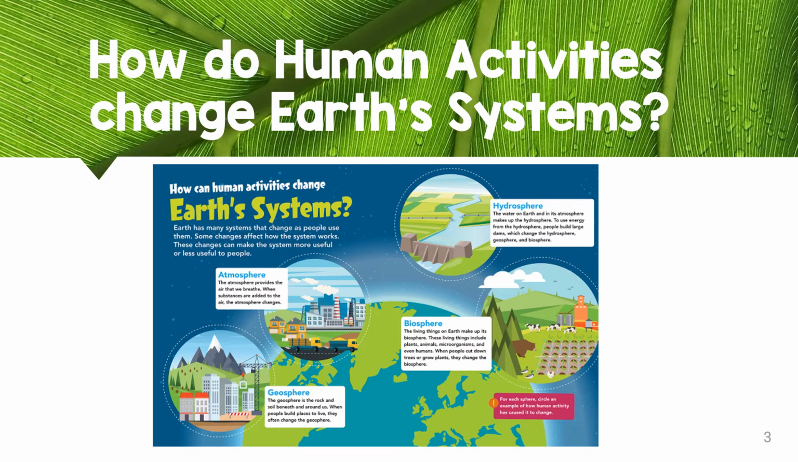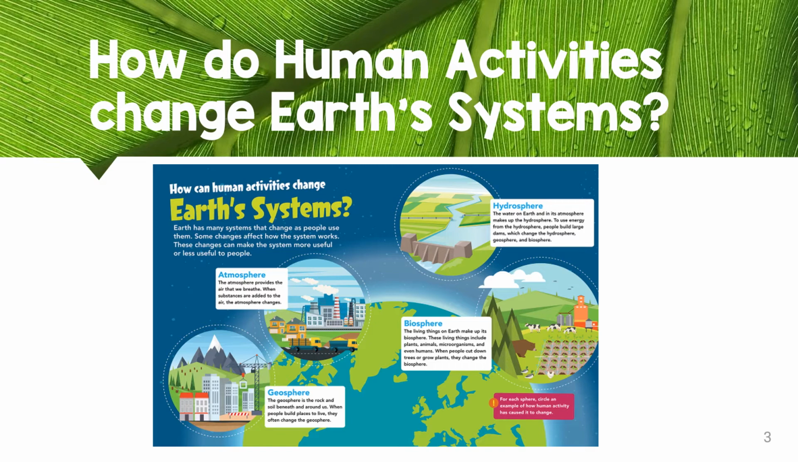So how do human activities change Earth's systems? Let's start by discussing Earth's system. I'm sure you do remember that we already talked about this. We already learned about the atmosphere, which provides the air that we breathe, the hydrosphere, that is the collection of all the water on Earth, geosphere, which is the rock and soil beneath and around us, and the biosphere that consists of all the living things, including plants, animals, and even humans.